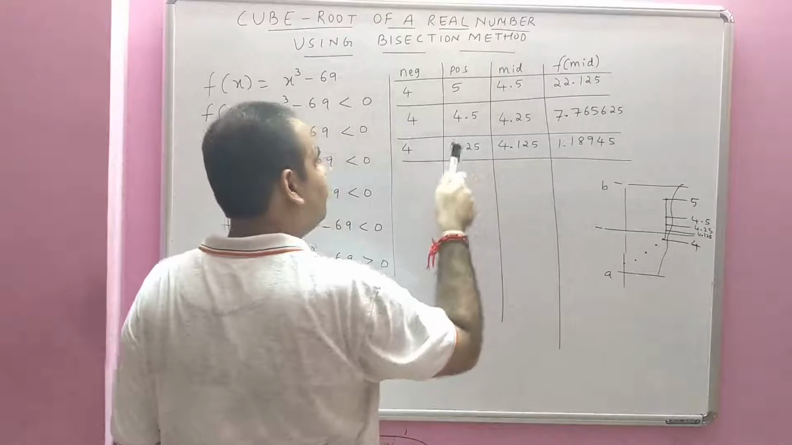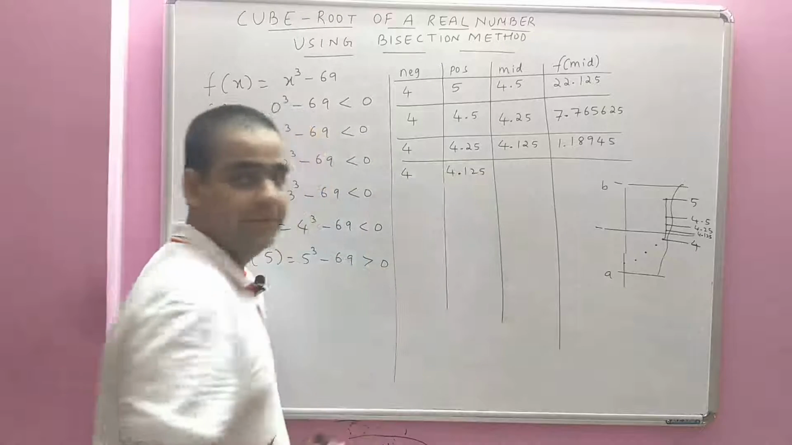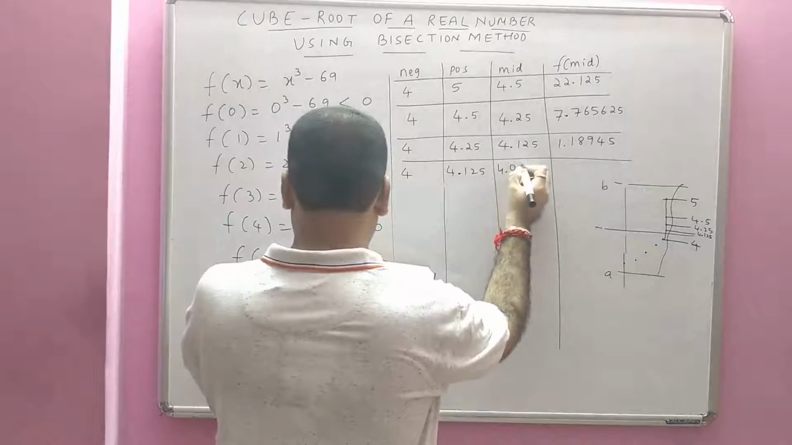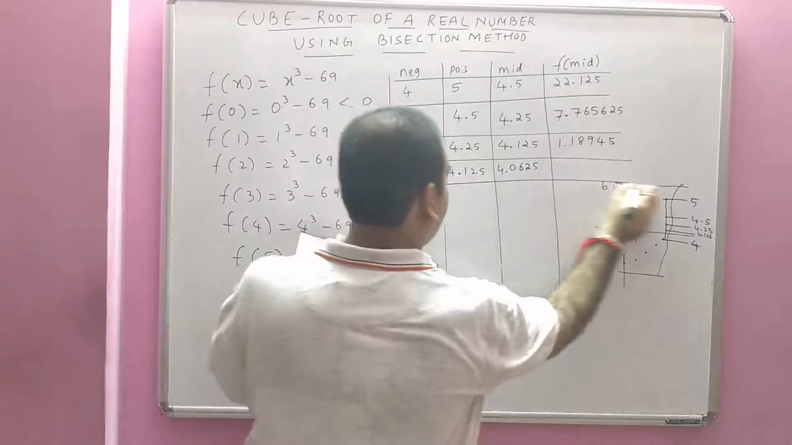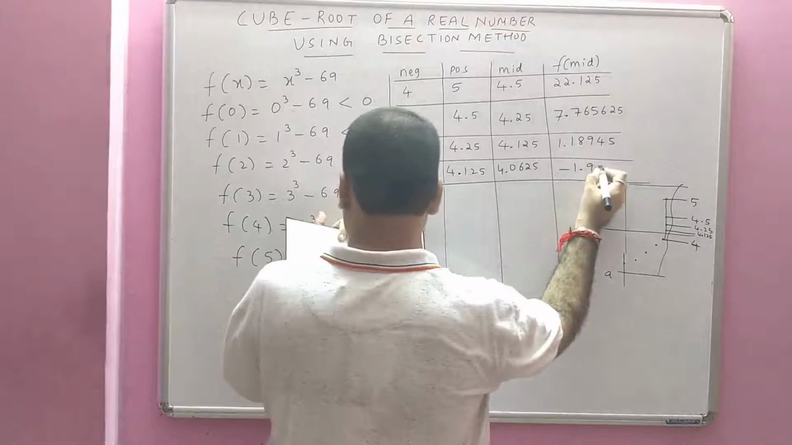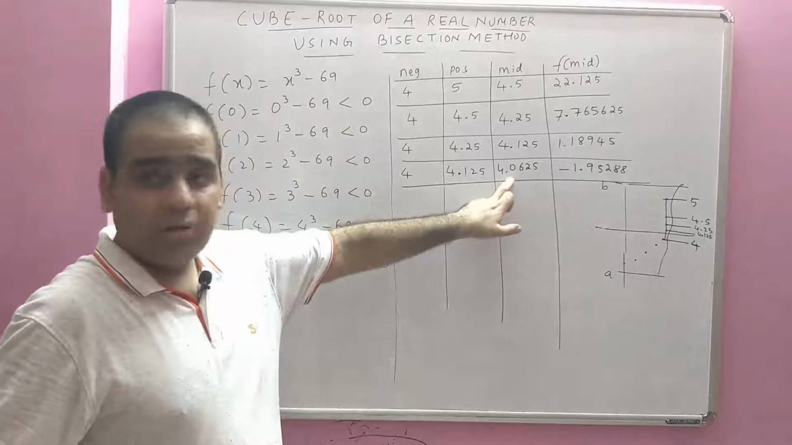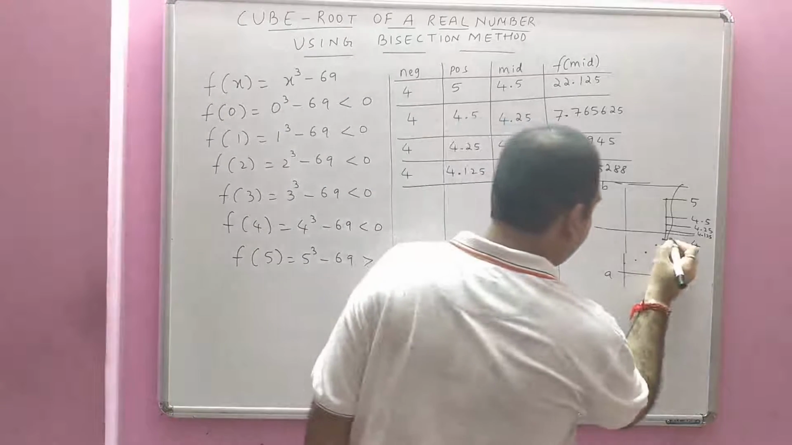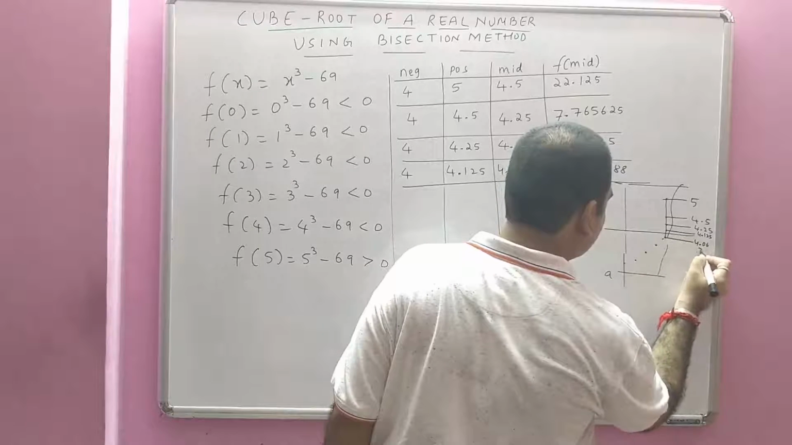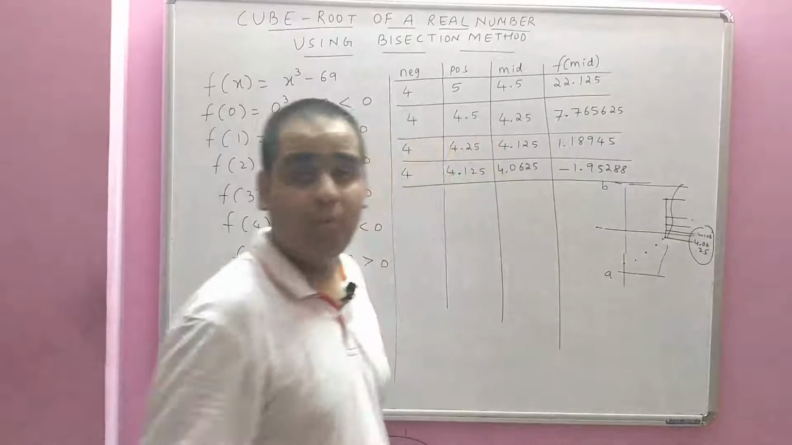Since it is positive, replace the positive value by mid, 4.125. Now if you take the midpoint of this, it is 4.0625, and if you solve f of mid, the answer that you get is minus 1.95288. That means 4.0625 is negative. Now the answer is between 4.125 and 4.0625.